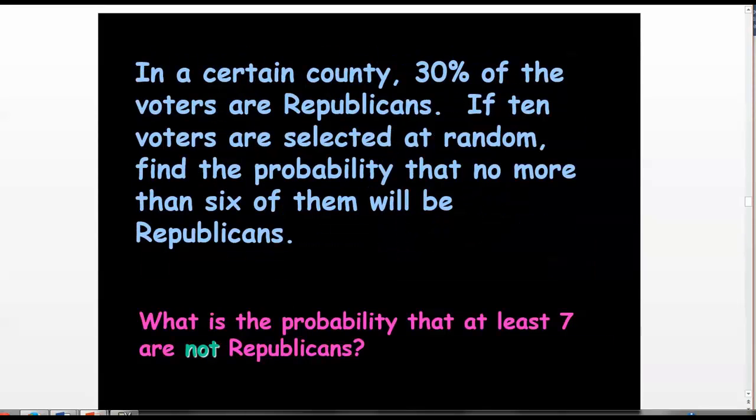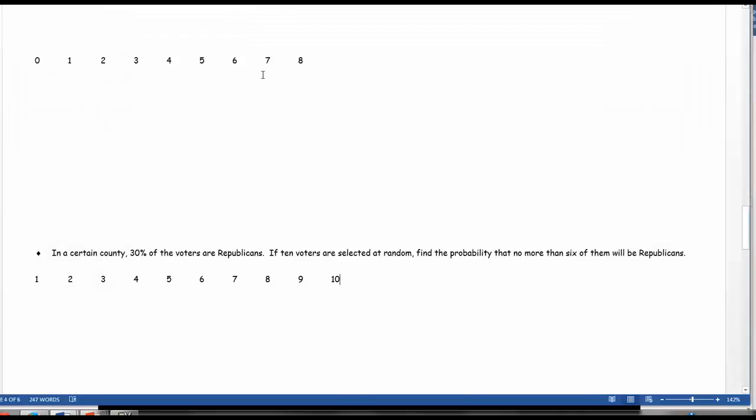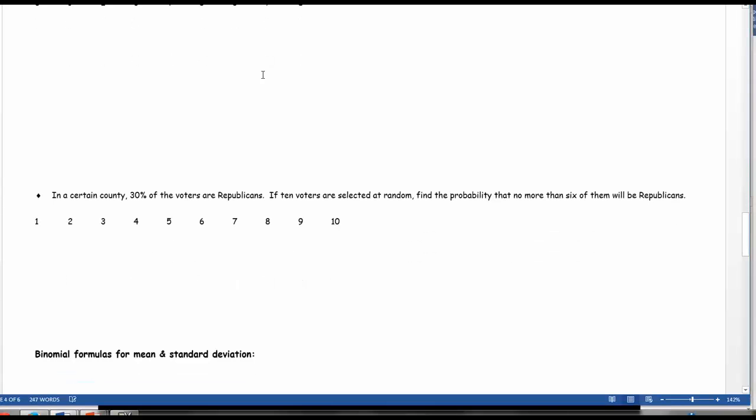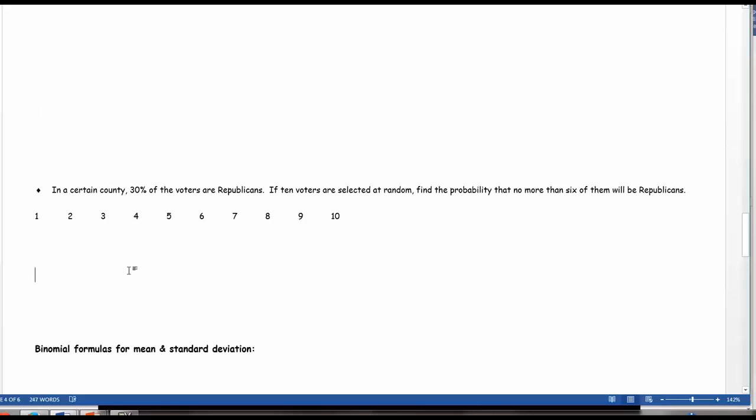In a certain county, 30% of the voters are Republican. If 10 voters are selected at random, find the probability that no more than 6 of them will be Republicans. Okay, so we're talking about a CDF again, and we want to think about, when we say no more than 6, what numbers are going to satisfy that? Could I have 1 and we'd be okay? Yeah, no more than 6.